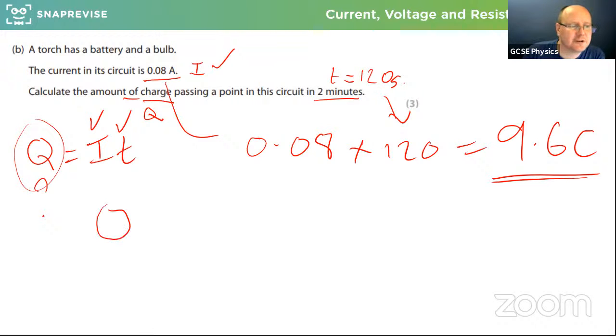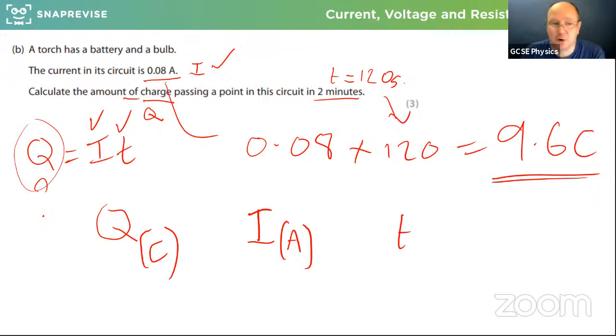So Q, the charge in coulombs, is used the symbol Q. It's measured in coulombs. It's similarly odd that I is used for current, and yet the actual unit of current is amps. Time is more obvious, and the unit though is seconds, not T's. So Q represents charge. It's just convention, and you'll see Q in all of the equations in any formula and data book as you move on to A level.